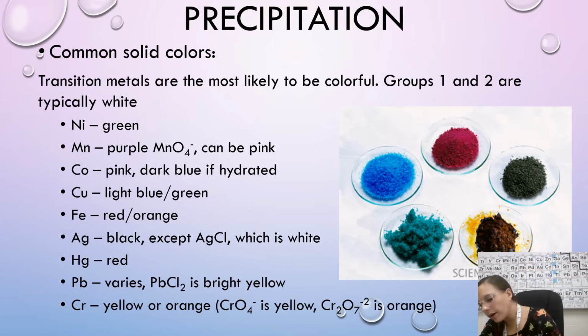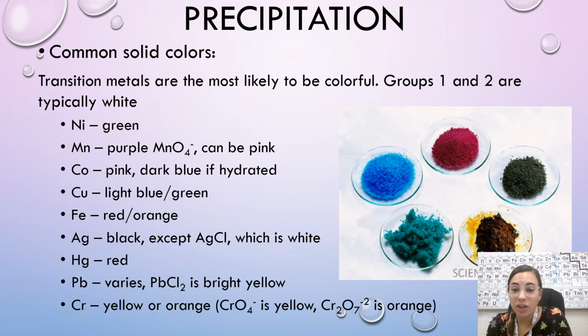Something else to be aware of is a qualitative way to distinguish different compounds. Some of our metals are colorful. Transition metals are the most likely to be colorful when they are solid or when they're aqueous. Groups 1 and 2 are typically white. So if you are ever asked, you have a solid that is blue, which of the following is possible, or you have a solid that's not white, look for the transition metal. Those are the ones that are most commonly going to be colorful. One that you're used to seeing, copper, is bright blue.